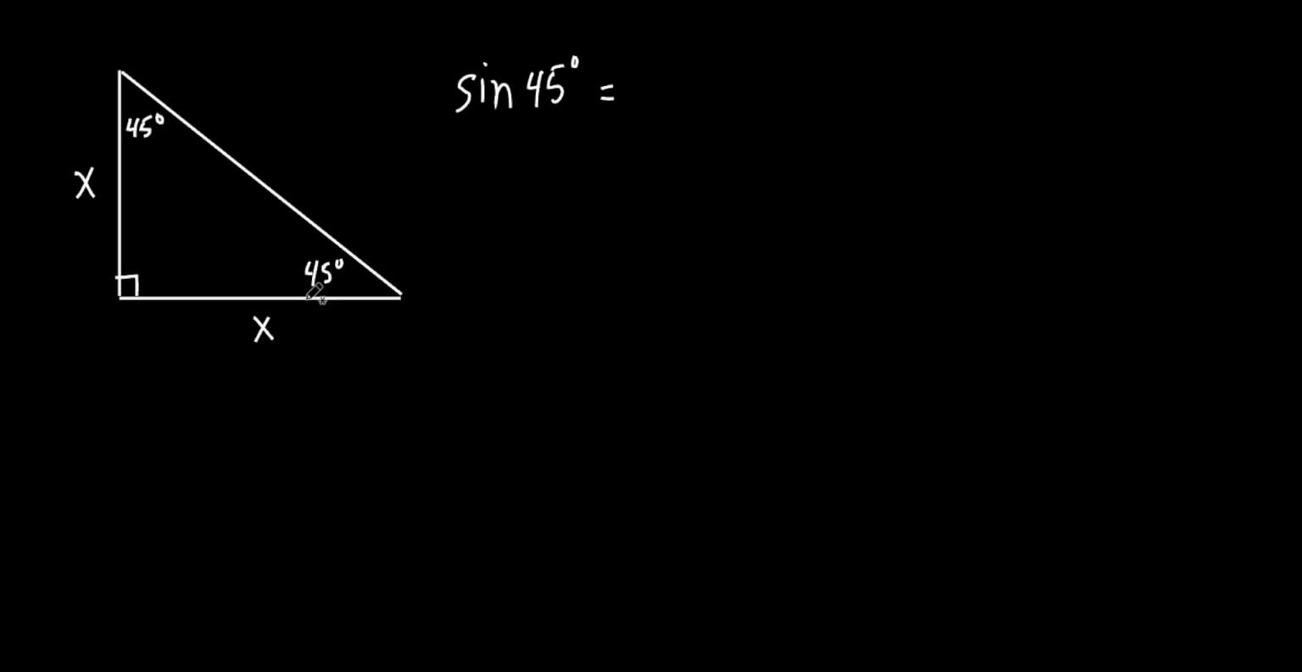Now, the sine is specific. It's the opposite over the hypotenuse. Problem is, I don't know the hypotenuse. But I can find it with what I just talked about. Do you remember what the relationship is? The hypotenuse is the square root of 2 times one of the legs. So it's going to be what? The square root of 2 times x. Everybody got that? You could have done the Pythagorean theorem to find that, but it's better to do it this way.